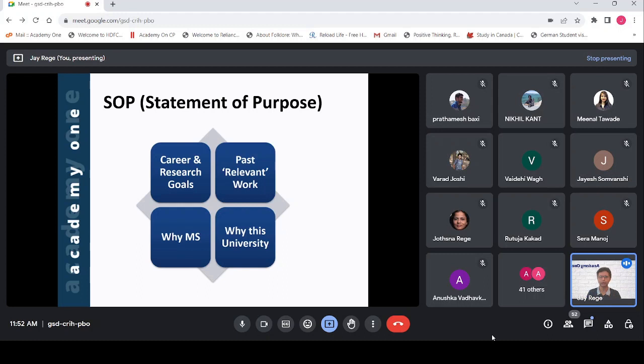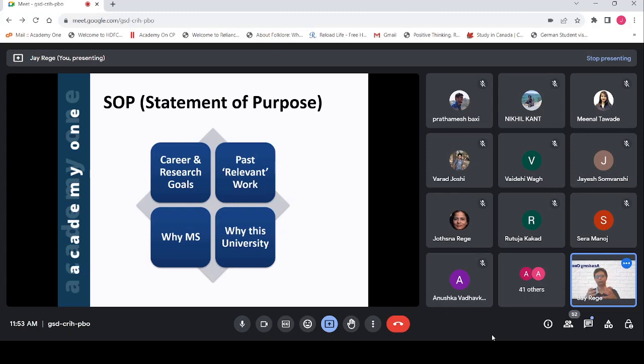For a master's SOP, you should be very focused. You should only ideally talk about these four aspects in your SOP. One is, why do you want to do a master's? Many times, students don't write about what their career and research goals are. So that is the most important thing. Talk about what your future goal is, because now you're applying for a specialized degree. A master's is more of a focused specialized degree and not a very generic degree. So why do you want to do a master's? What career goals or research goals do you plan to achieve?